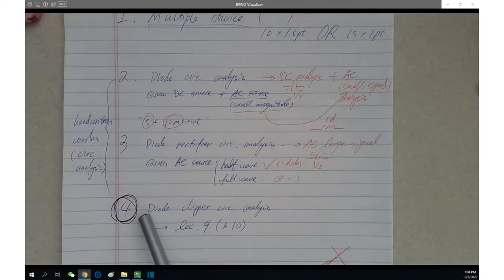And the last problem is the clipper circuit. This is the thing we learned from previous lecture. We went through a couple of examples, and there's a standard procedure for you to find 3 things. Remember 3 things. What are those 3 things for the clipper? What are you looking for?